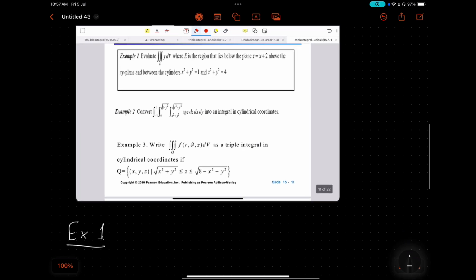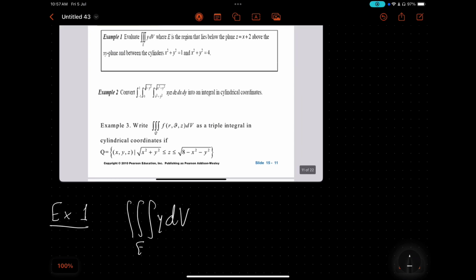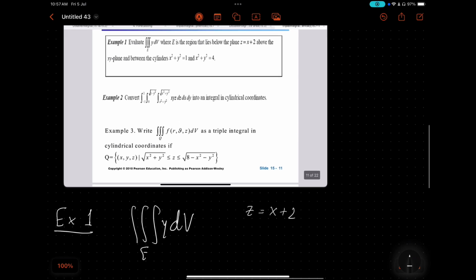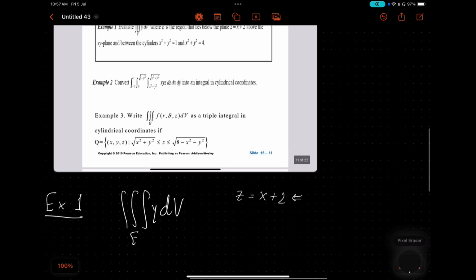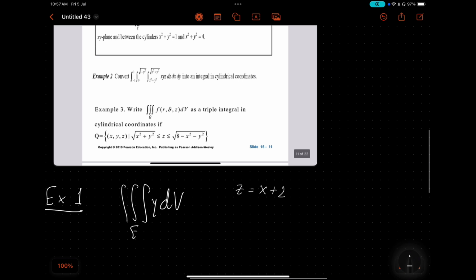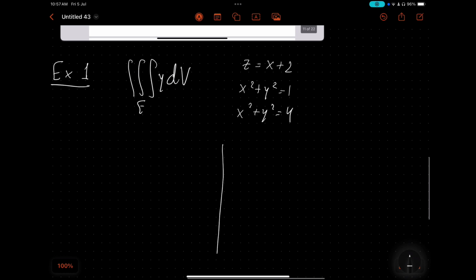So he wants us to evaluate the triple integral of y dV in the region that lies below the plane z equals x plus 2, and above the xy plane. So we want the region below this and above the xy plane, and between the cylinders x squared plus y squared equals 1, and x squared plus y squared equals 4. That's basically, let's try to draw this.